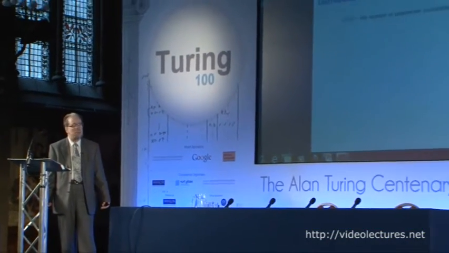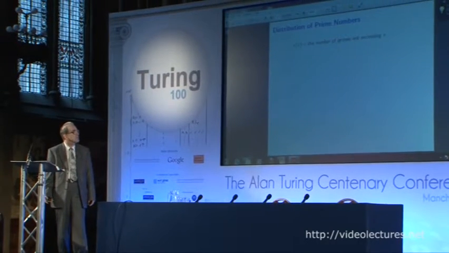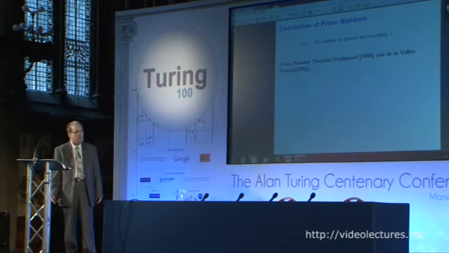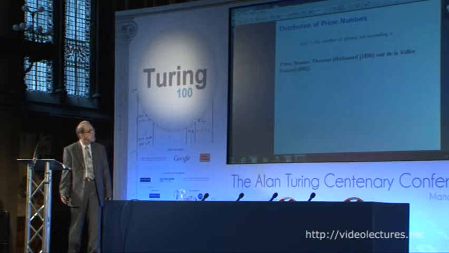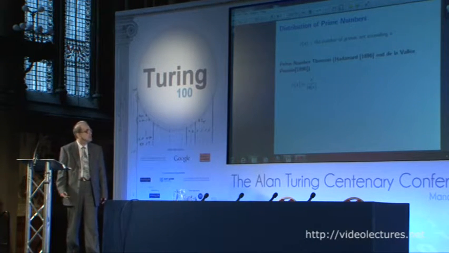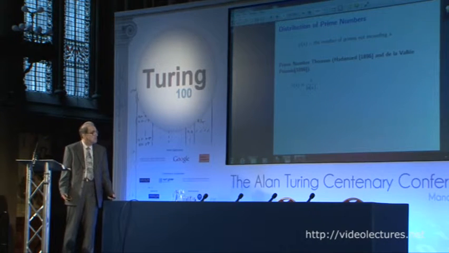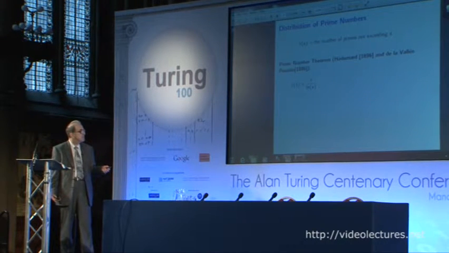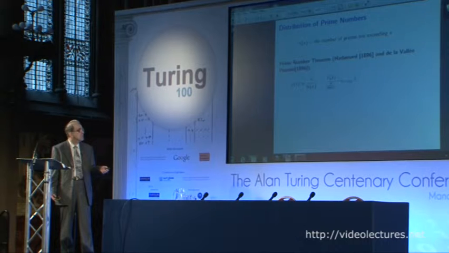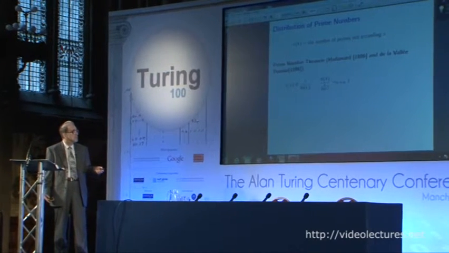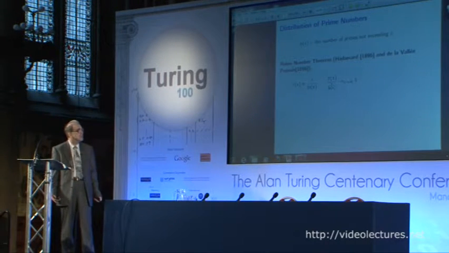By tradition, the number of primes below some limit is denoted pi of x. And the so-called prime number theorem, proved independently by Hadamard and de la Vallée Poussin, states that this function grows as x divided by log of x. The exact meaning of this approximate equality is as follows. If we consider the ratio of left-hand side and right-hand side, it will go to 1 as x goes to infinity.